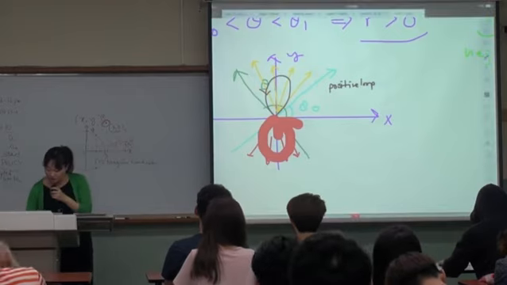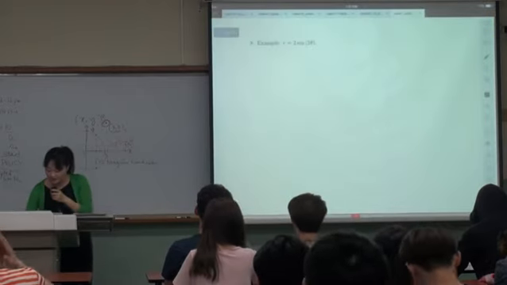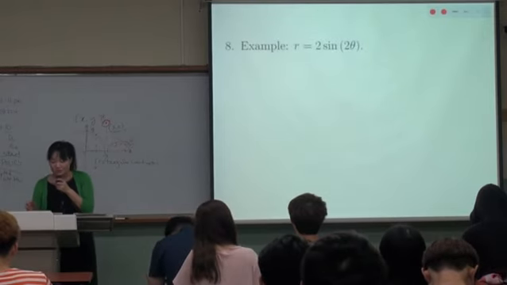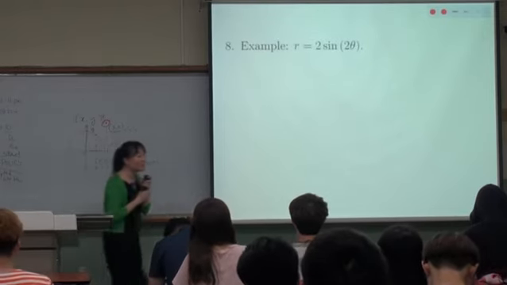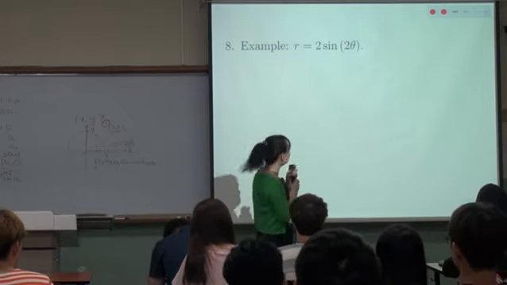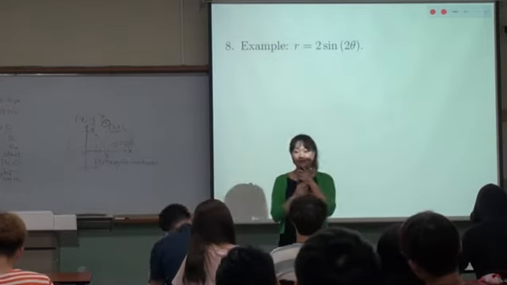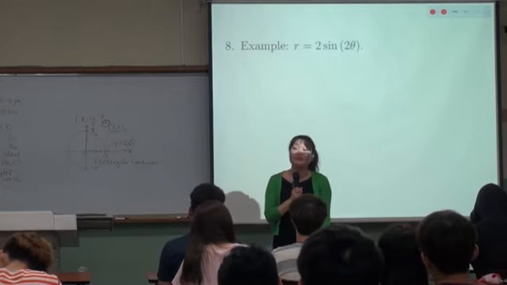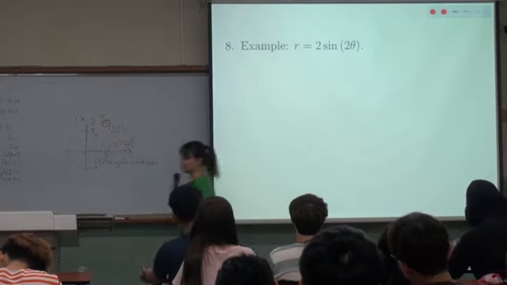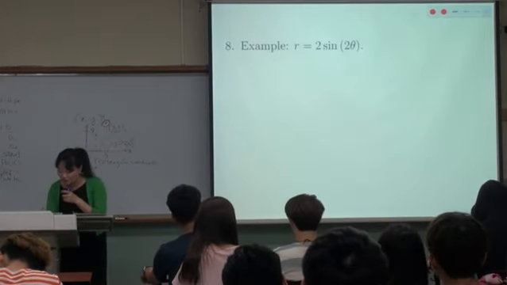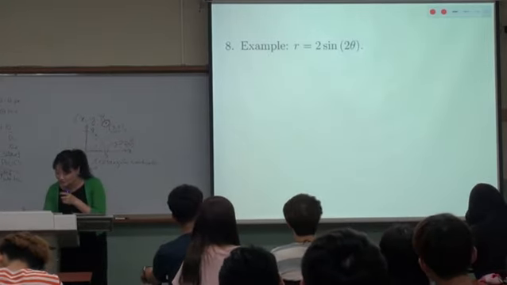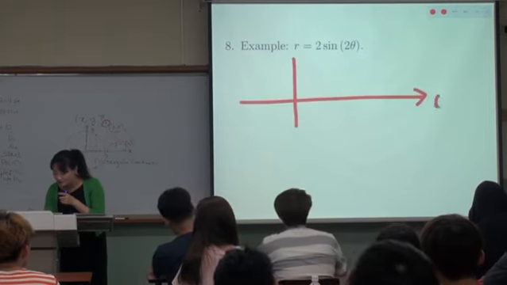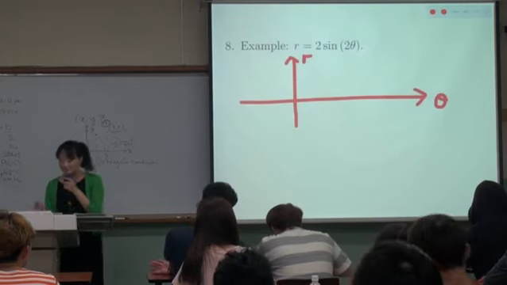So let's do an example illustrating that concept. r equal to 2 sine 2 theta. What is f of theta? What's the function? 2 sine of 2 theta. Is that a continuous function? Yes, it is. It's a continuous function. So let's draw the graph of r against theta as a reference. So this is theta, that's r.